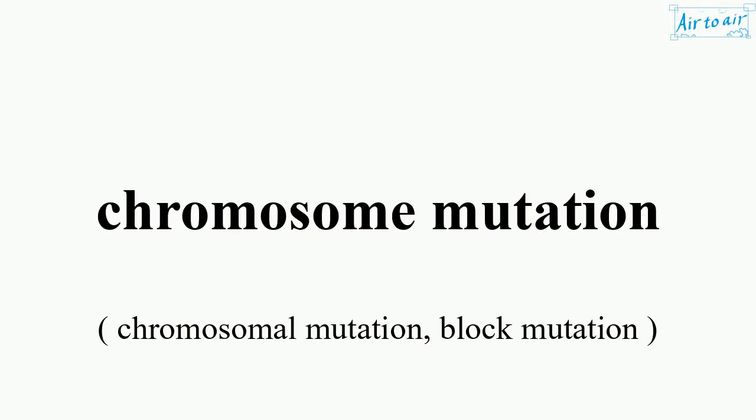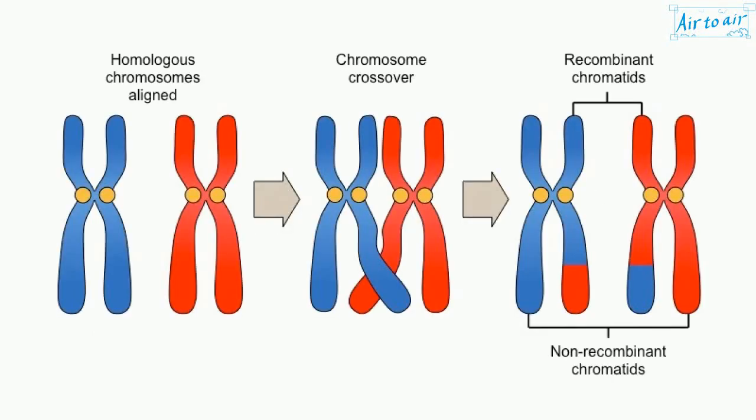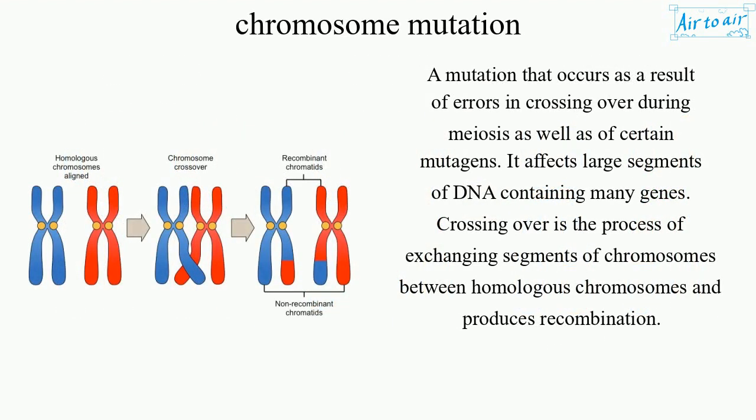Chromosome mutation. A mutation that occurs as a result of errors in crossing over during meiosis as well as of certain mutagens. It affects large segments of DNA containing many genes. Crossing over is the process of exchanging segments of chromosomes between homologous chromosomes and produces recombination.